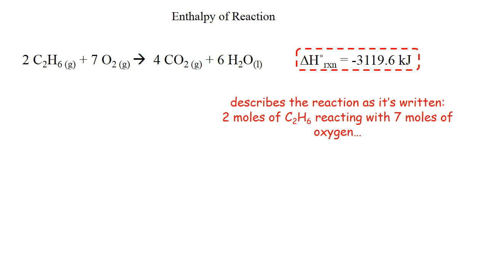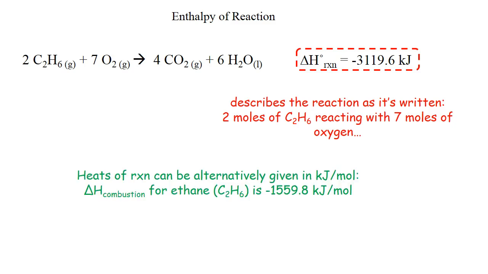Now, alternatively, sometimes you see delta H's that have units of kilojoules per mole. So another way this value could have been provided is a heat of reaction, which is a slang term for delta H of reaction. Heats of reaction can alternatively be given in kilojoules per mole. So for example, this problem might have listed the delta H of combustion for ethane as negative 1,559.8 kilojoules per mole. Now you can see this is half as much because the one given at the top is for 2 moles combusting, and this is per 1 mole.